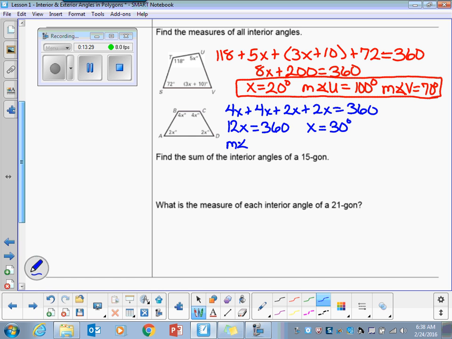The measure of angle B equals the measure of angle C. They're both 4x. So that's going to be 120 degrees. And the measure of angle A will equal the measure of angle D because they are both 2x. That's going to be 60 degrees.